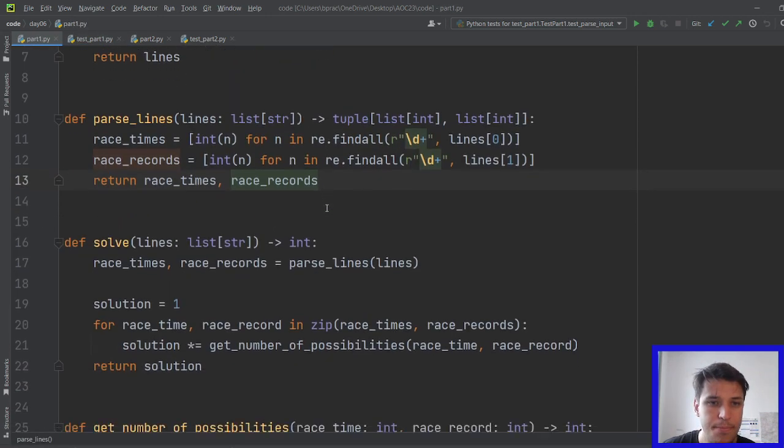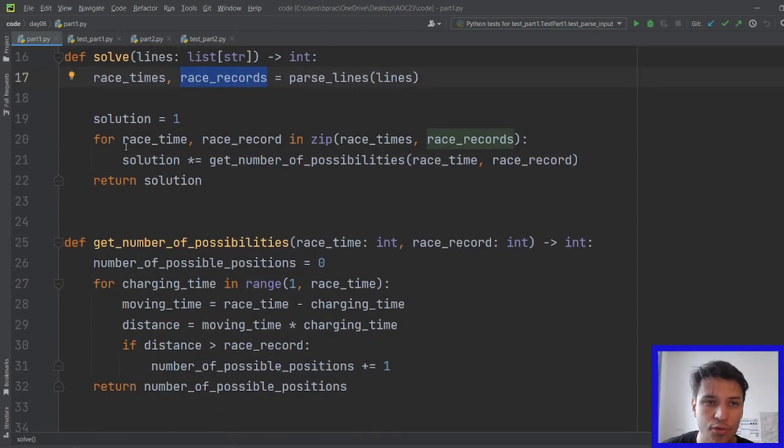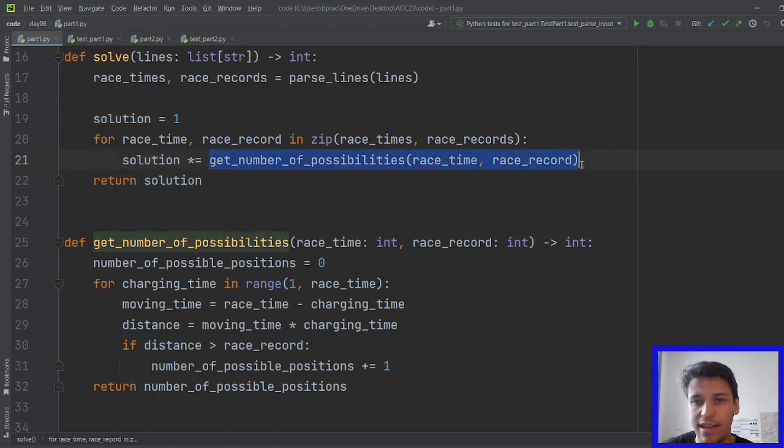Okay, then with this we can try to solve the problem. So of course we parse the lines into the race times and race records, and then we go for each single race, and this will have then a race time and the race record for this particular race. And then we get the number of possibilities that we can choose our charging time in order to get a new record. And then the solution would be the product of all of those. So we multiply the current solution with this value.